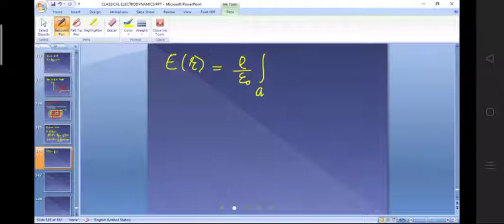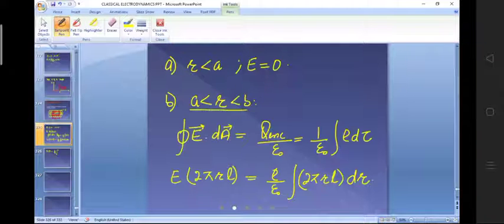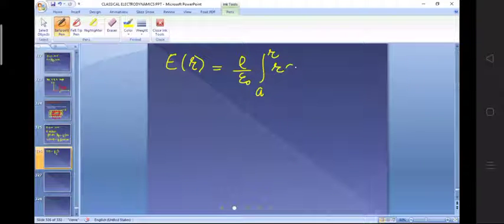So here I will write, lower limit is A, upper limit is r. So A to r, and here it is r dr. Okay, so let me write down here r dr. Right? So then finally it will be like this: E multiplied by r will be equal to rho divided by epsilon naught. Then here it is simply r square by 2.